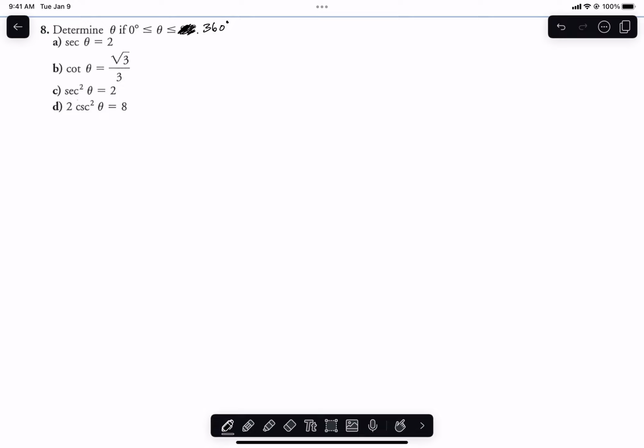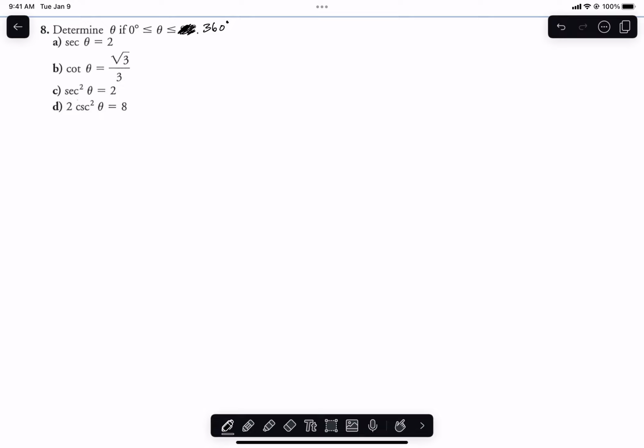Okay, so this is number 8, last question on this extra sheet. And I'm just going to tweak it like I did in one of the other videos. I'm just going to look for theta on 0 to 360 instead of 0 to 90, just to make it a little more interesting. This deals with, again, all your reciprocal trig ratios.